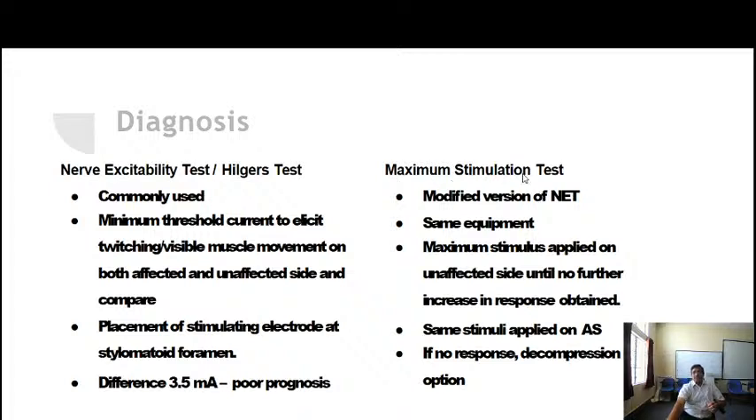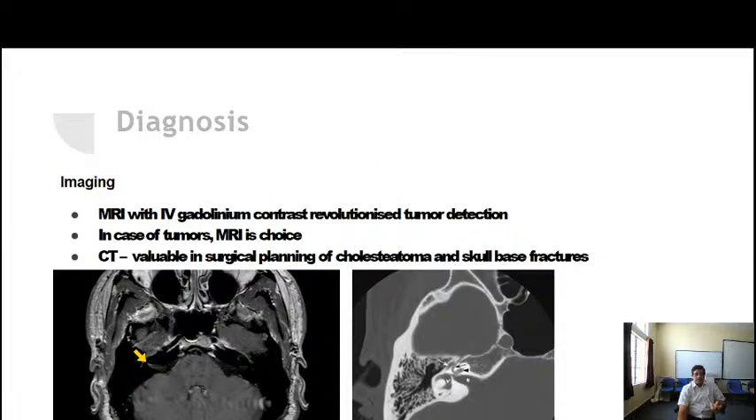Then you have the maximum stimulation test, which is a modification of the nerve excitability test. With the same equipment, the maximum stimulus is applied on the unaffected side, and the same stimulus is applied on the affected side. If there is no response, that means decompression, that is surgery, is the only option. Then you have the CT scans and the MRIs, which will to some extent guide us about the various kinds of tumors that are present, which can compress the facial nerve at various levels.